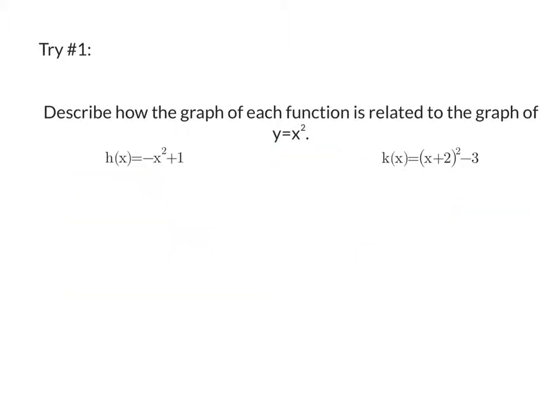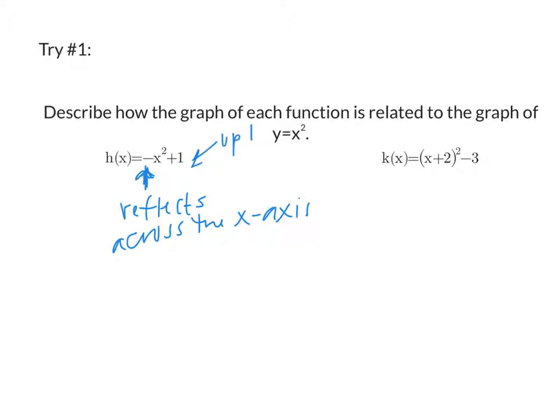All right, so again, we're using what we know plus other transformations that we have discussed so far this semester. As a reminder, if the number in front of your x squared is negative, that means it reflects across the x-axis. And then remember, the +1 means it moves up 1 unit. So that's how that one has been transformed. I should make a complete sentence out of it, so I would say that it has been reflected across the x-axis and shifted up 1 unit.